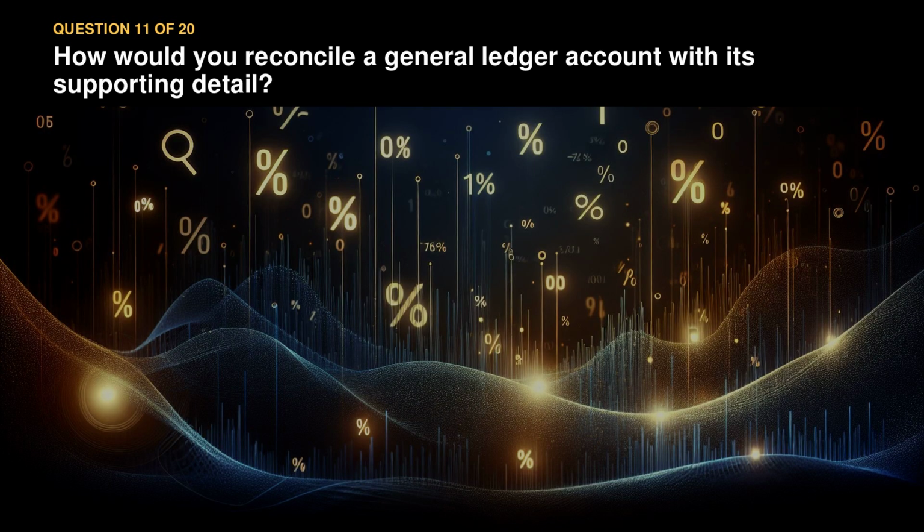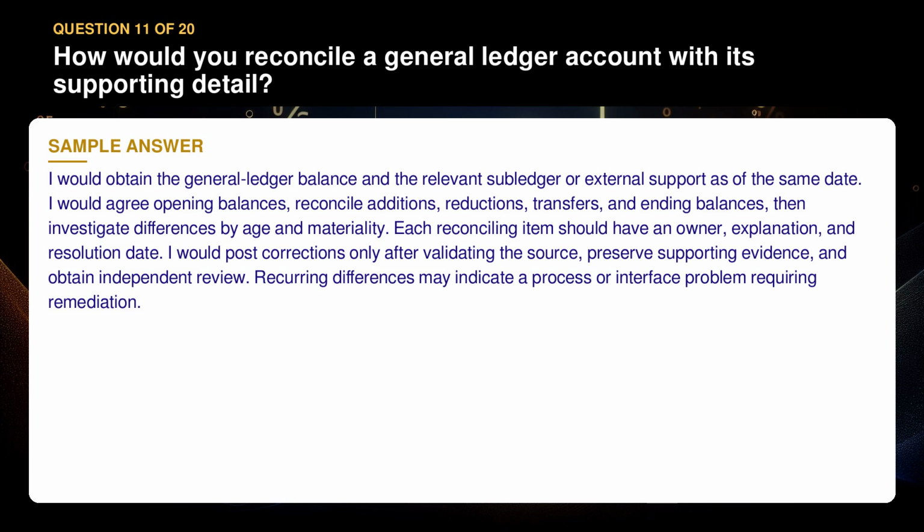Question 11. How would you reconcile a general ledger account with its supporting detail? I would obtain the general ledger balance and the relevant subledger or external support as of the same date. I would agree opening balances, reconcile additions, reductions, transfers, and ending balances, then investigate differences by age and materiality. Each reconciling item should have an owner, explanation, and resolution date.